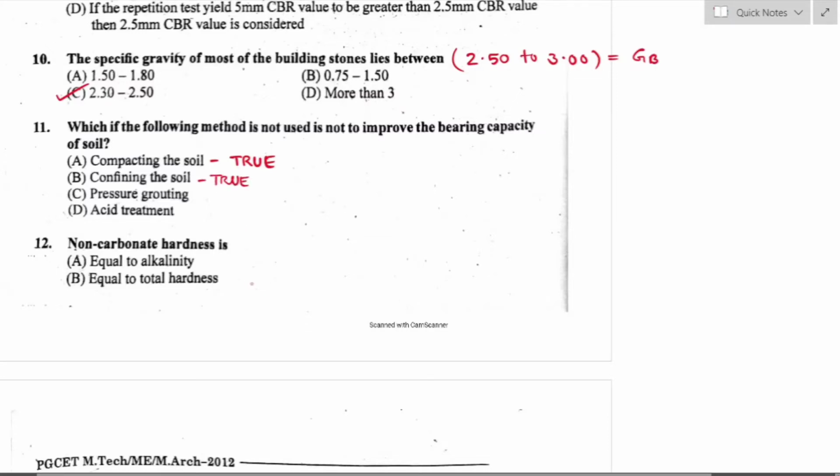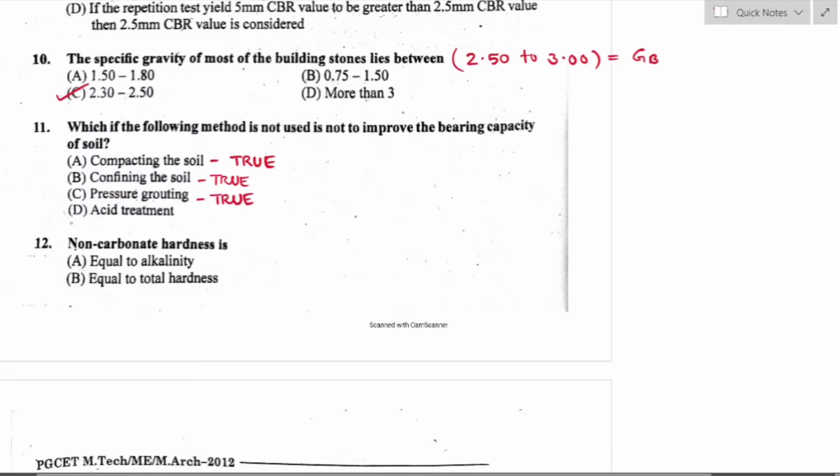Option C. Pressure grouting. This method is applicable for soils where there is a presence of pores, fissures or cracks, etc. underneath the foundation. In this method, poor soil bearing strata is hardened by injecting the cement grout under pressure. So, this method is also true.